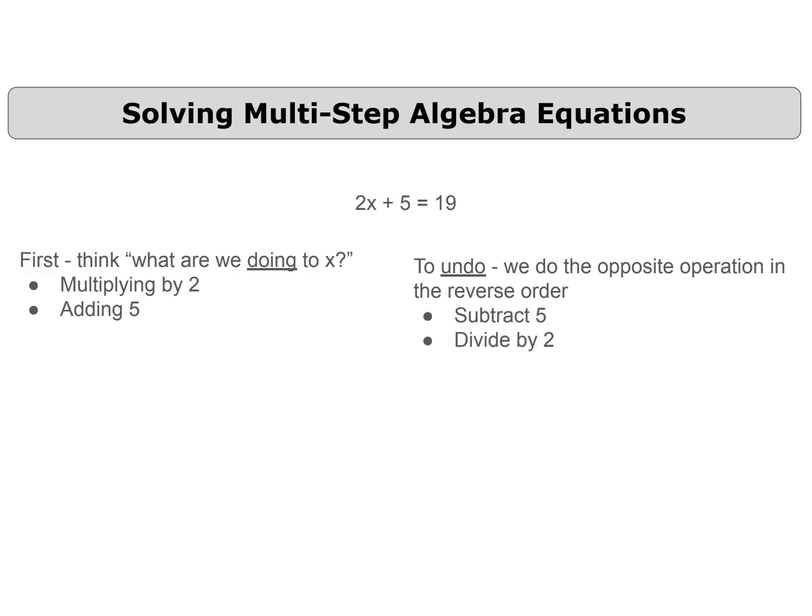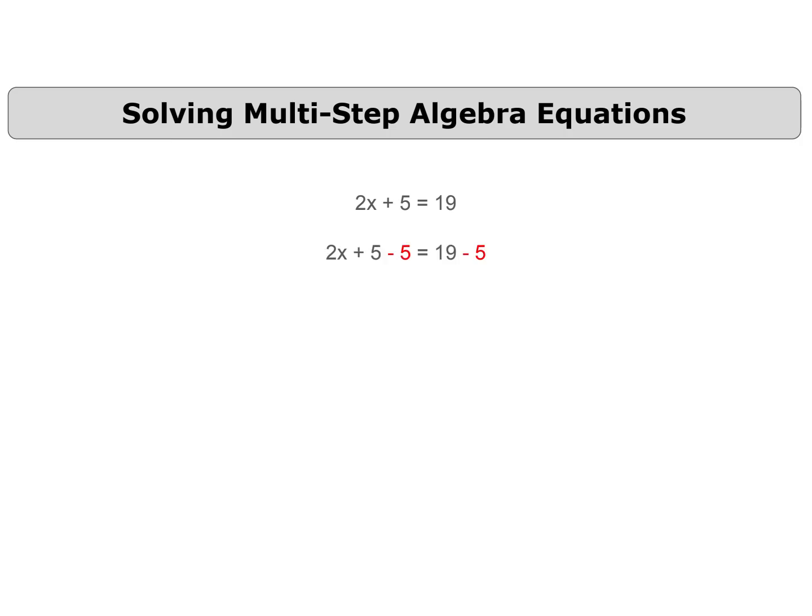Therefore, to undo or to solve, we are going to subtract 5 and then divide by 2. So first, we'll subtract a 5 from both sides of the equation, and then that will give us 2x is equal to 14. And then we divide both sides by 2, and we get x is equal to 7.